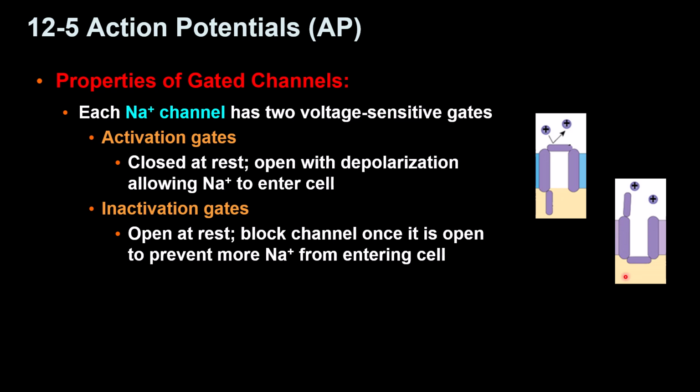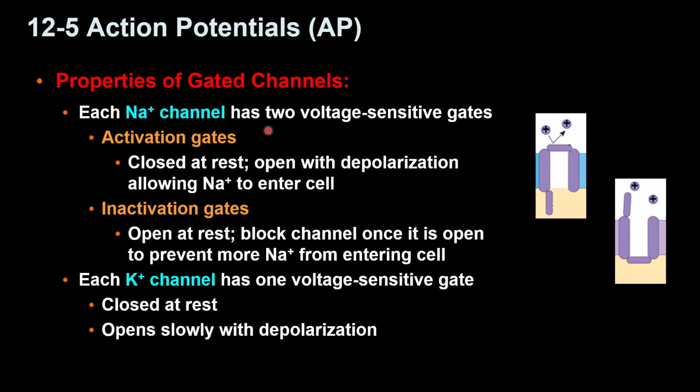Once the stimulus comes, the ions enter the cell, and once you get to positive 30 millivolts, they will close, and it will prevent further movement of ions inside the cell. So the activation gate normally is closed, and the inactivation gate normally is open. So it's just the opposite of each other. And that was the sodium channel. Now is the potassium channel.